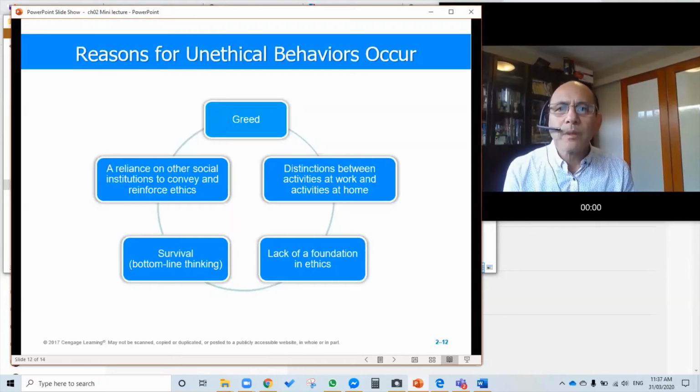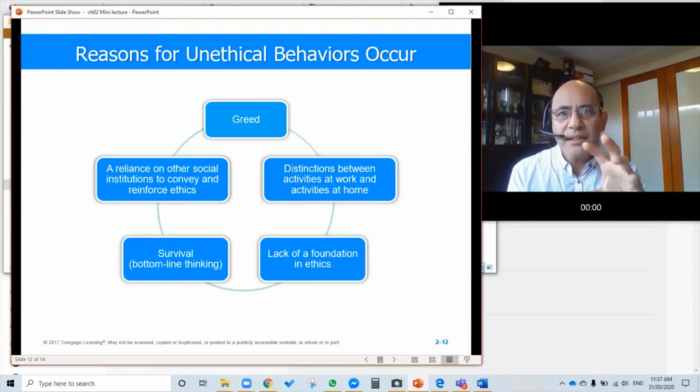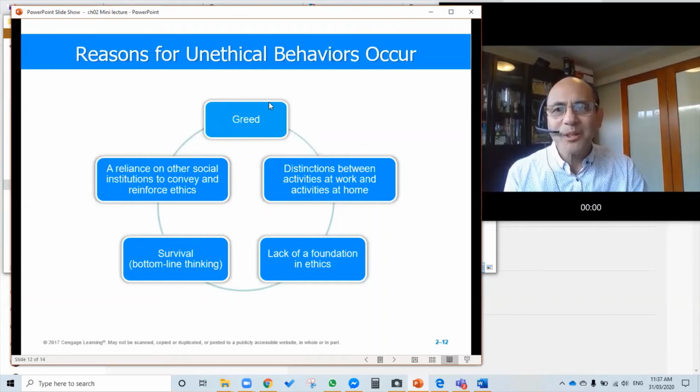Okay, so if we want to avoid unethical behavior, we have to learn the common sources of why these unethical behaviors occur. The first on the screen is greed. This is probably the worst reason for us to commit unethical behavior. If you're an entrepreneur making some money, and you're thinking, I think I'll do something unethical because I want to make more money.